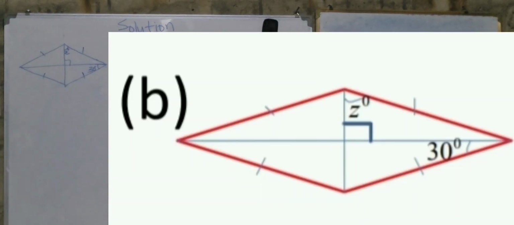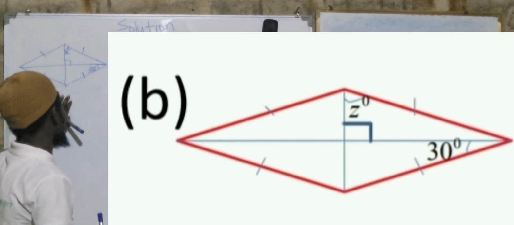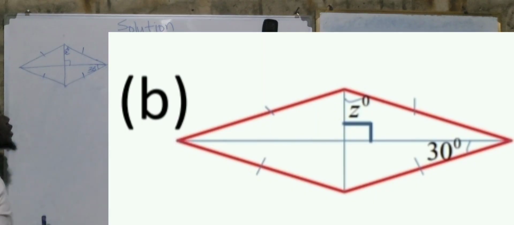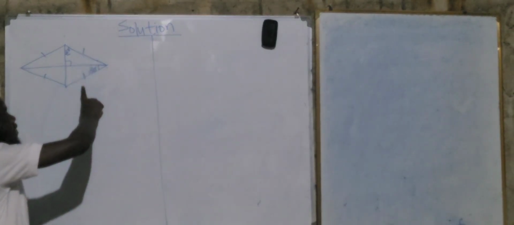Now, look at what we have. Have you right here? Yes, sir. Okay, look at what we have here. This is the angle, right? Now, if you observe here, this angle here and this angle, they are in a triangle.